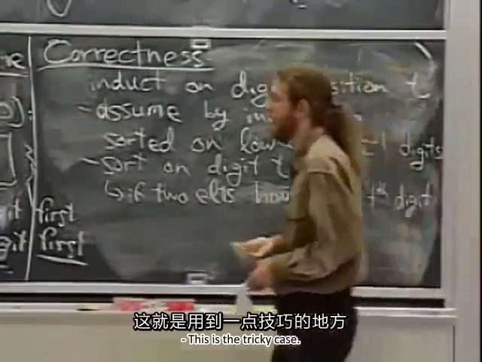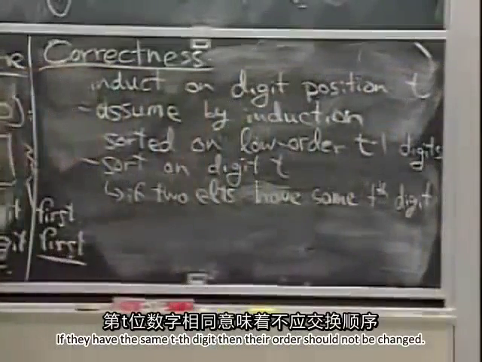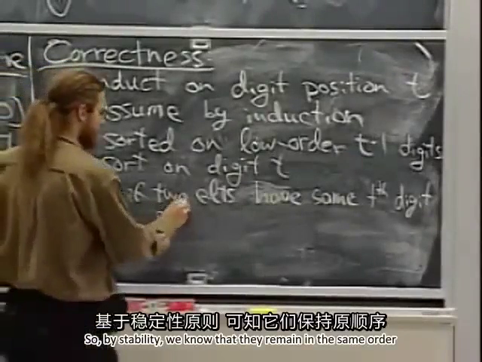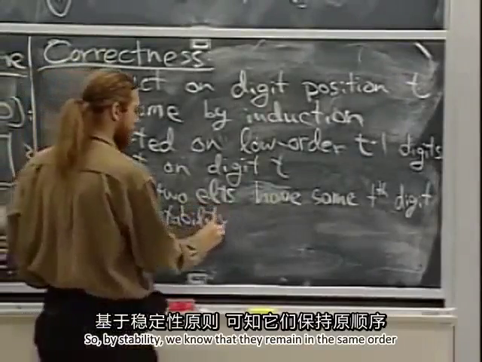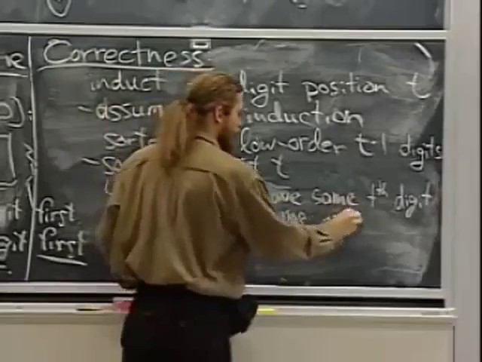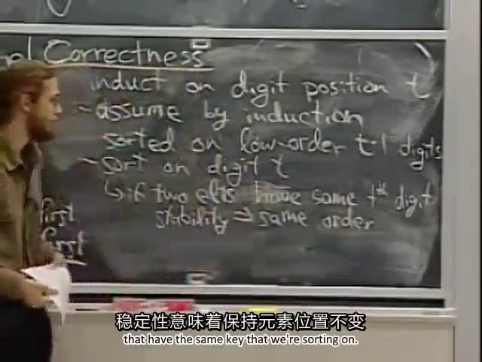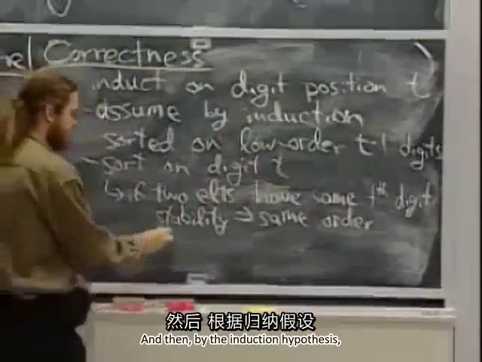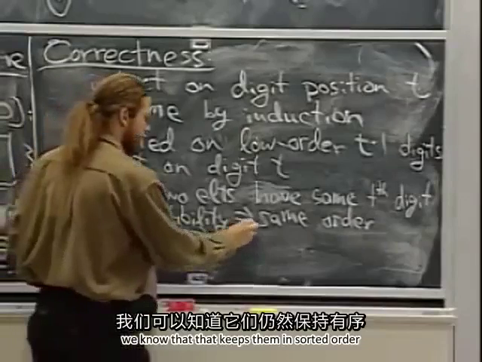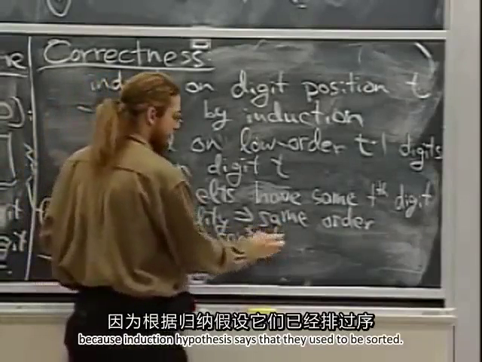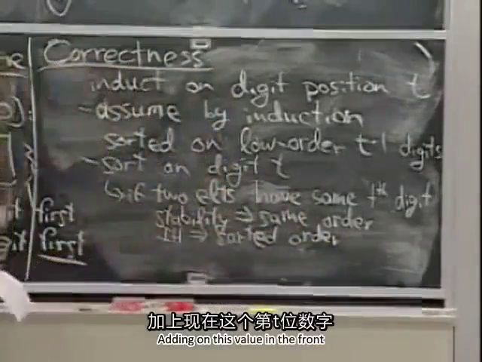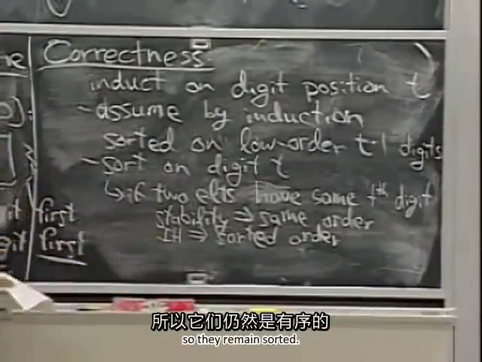this is the tricky case. If they have the same tth digit, then their order should not be changed. So by stability, we know that they remain in the same order, because stability is supposed to preserve things that have the same key that we're sorting on. And then by the induction hypothesis, we know that that keeps them in sorted order, because they used to be. Induction hypothesis says that they used to be sorted. Adding on this value in the front that's the same in both doesn't change anything, so they remain sorted.